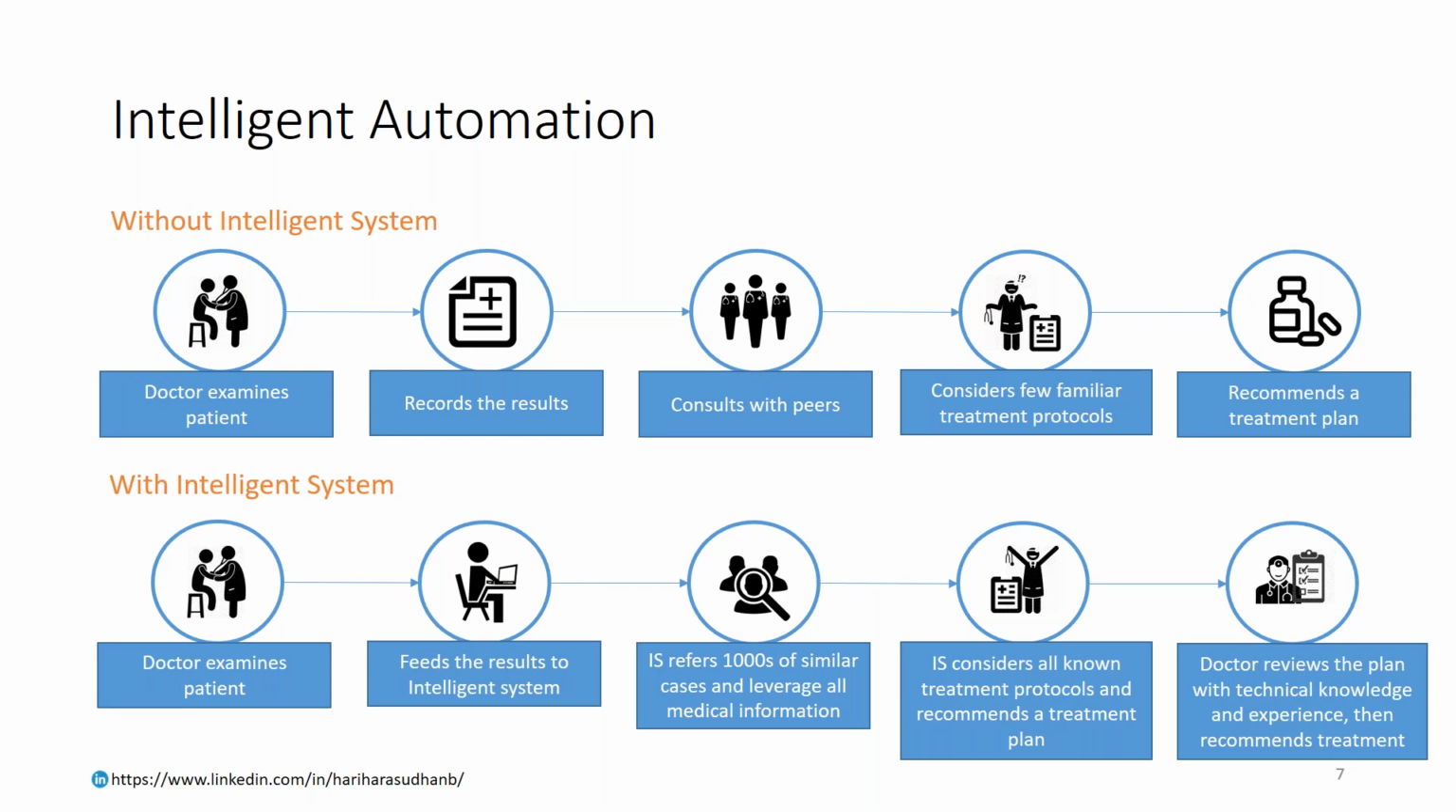Without an intelligent system, if we go to a doctor for some illness, the doctor will usually examine us and record the results. In severe cases, for example cancer, the doctor will consult with peers and come up with some familiar treatment protocols, maybe 5 or 6 cases he would consider, and out of those 5 or 6 familiar treatment protocols, whichever he feels is better for this patient, he would recommend as the treatment plan.